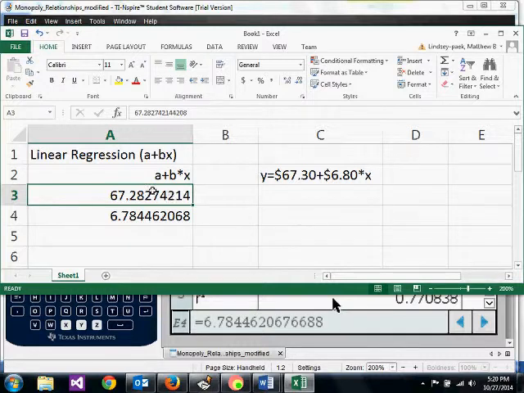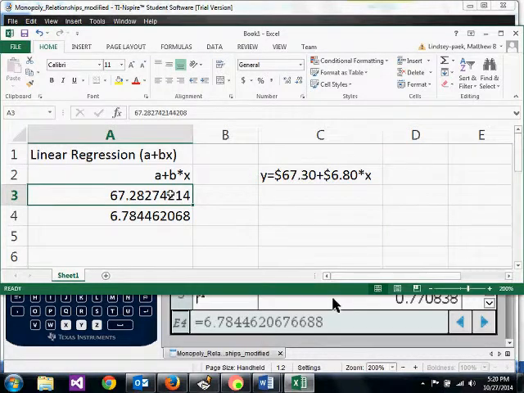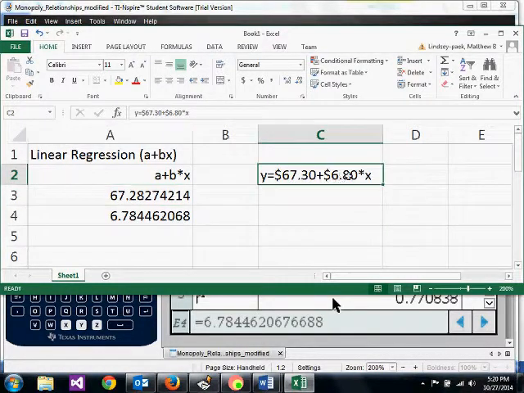So the equation is y equals 67.30. I got that from right here. And then this $6.80 is from right here. So there is your equation for the line.